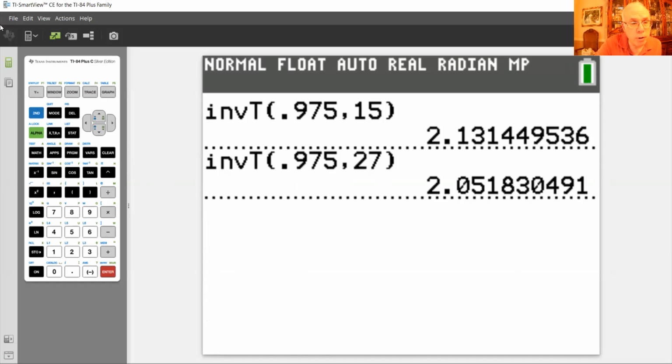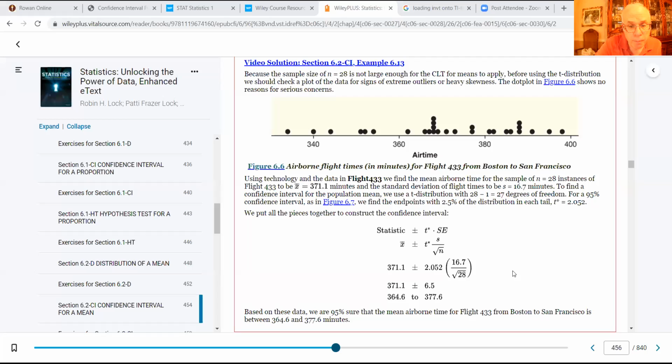Back to the book. And they rounded to 3 decimal places, 2.052. So they multiply 2.052 times this ratio, which is the standard error. They came out to 6.5. 6.5 is the margin of error. On a multiple choice test, if I ask for the margin of error, you're going to put 6.5.